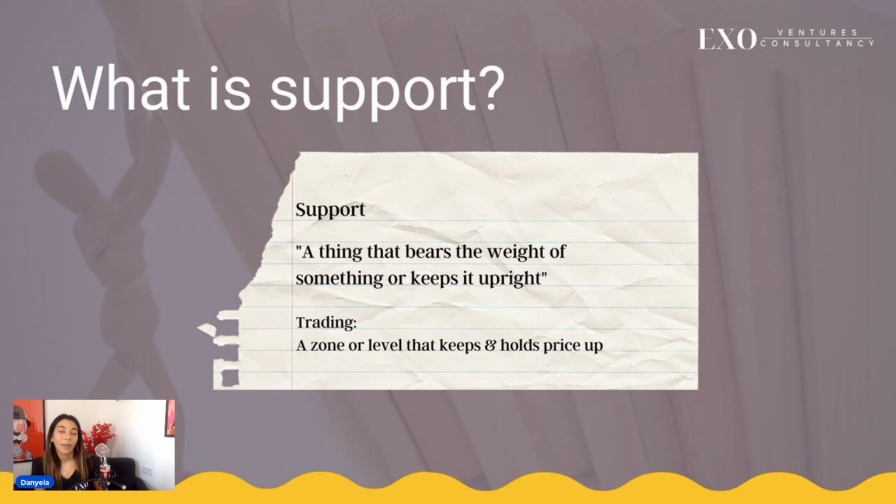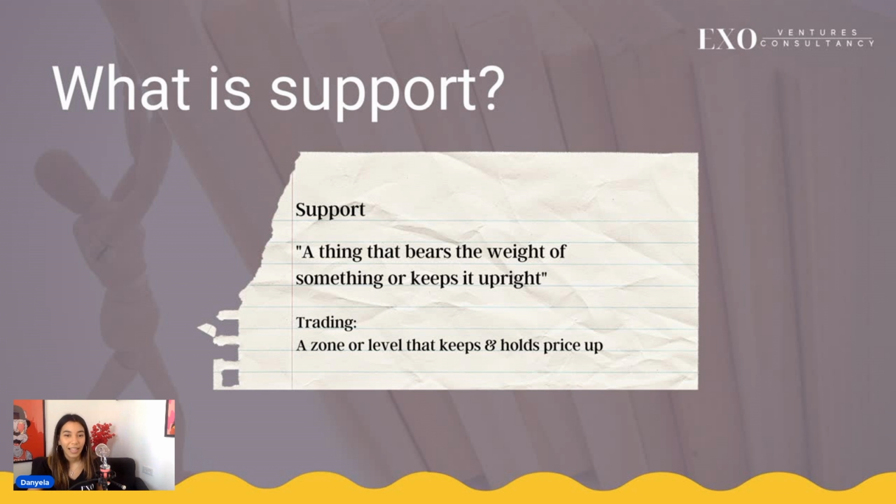Since this is the episode on support and resistance, let's first discuss what exactly is support. The official definition is a thing that bears the weight of something or keeps something upright. And when we translate this into trading, it's basically a zone or a level that holds price or keeps it up. Now, I don't know if you can see the background image that I have on this presentation, but basically that little stick figure is holding the weight of all of those blocks that are trying to fall. Similarly, when price is trying to fall, this support zone will be holding up the price.